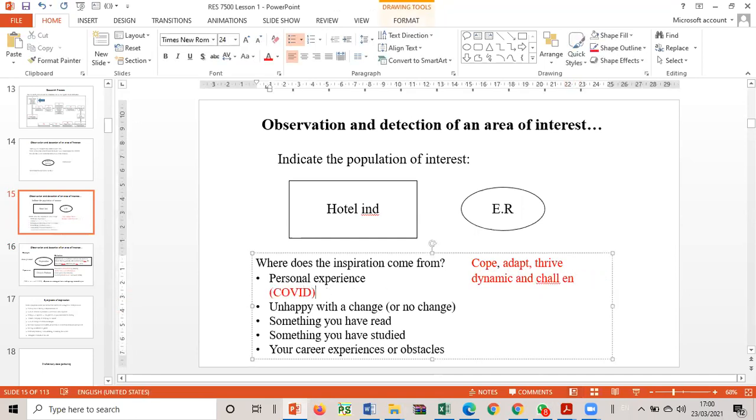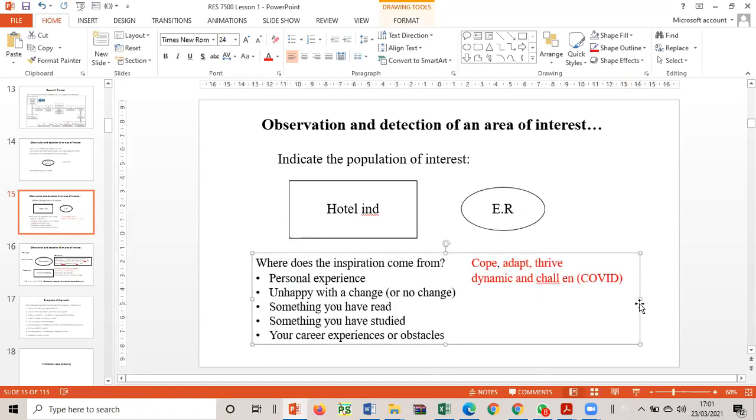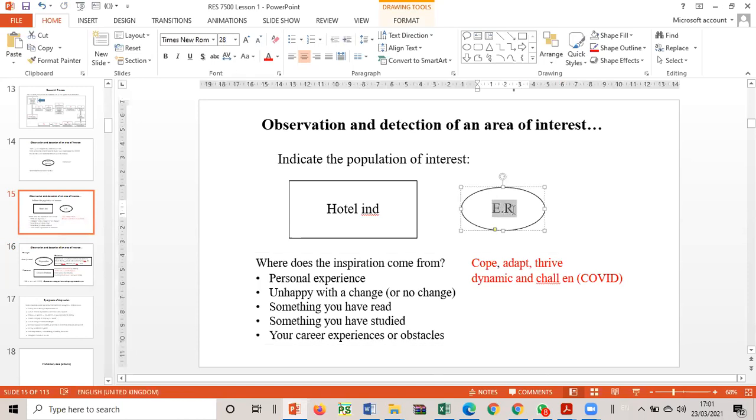So now you know specifically what you're looking for. Otherwise, things are very vague to the end. How the individual copes, adapts, and thrives, not in any ordinary environment, but during this COVID pandemic. So now, what's the title going to be? Employee resilience in the hotel industry during COVID-19. Or resilience of the hotel employees during the COVID-19 pandemic.